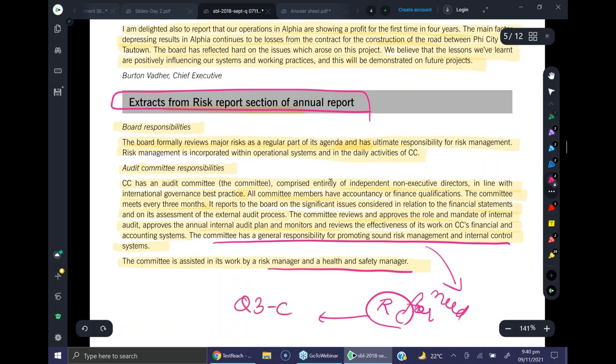So you can use this point and say that if there is a separate risk committee, they can meet more frequently and they can exclusively work on effective risk management and can improve a lot. Is that clear? So the audit committee seems to be too busy. This is one point you can use to discuss the advantages of a risk committee for this particular company.